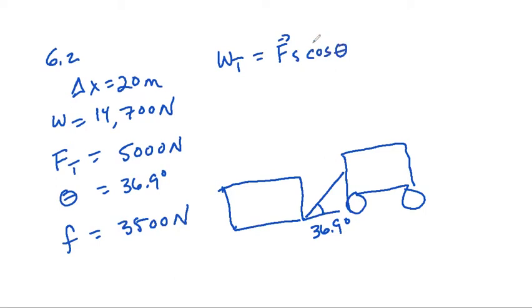That's magnitude F. It's going to be 5,000 newtons times 20 meters times cos 36.9, and that's going to work out to 80 kilojoules.